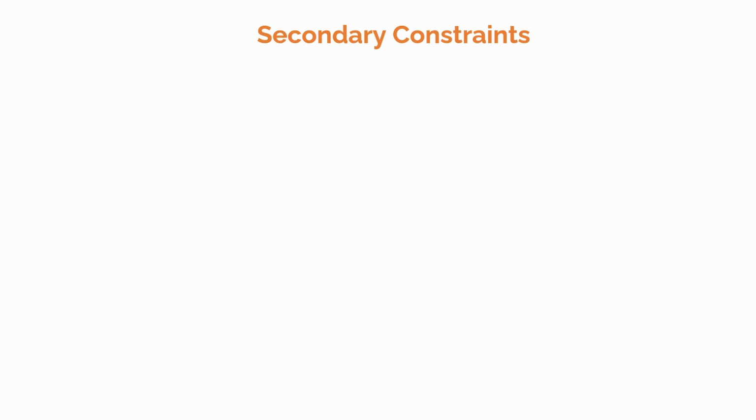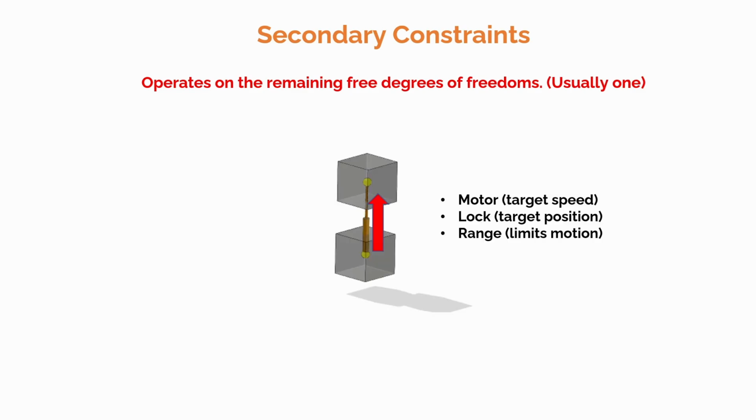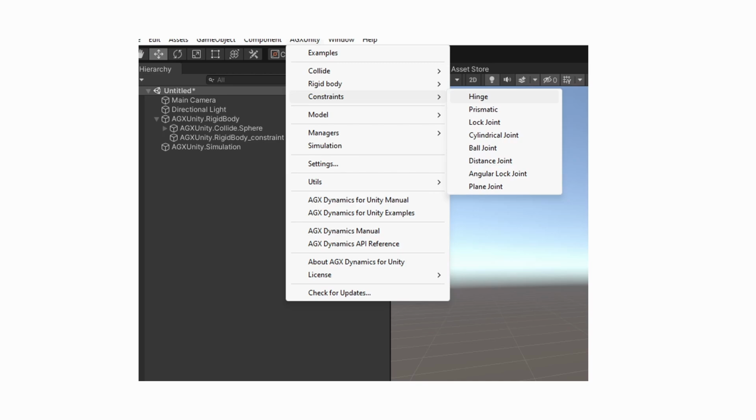We also have something called secondary constraints, and those are constraints that operate on the remaining degree of freedom. For example, for a prismatic, we can have a motor, a lock, or a range, or a friction, and those secondary constraints operate on the free degree of freedom that is left between the two rigid bodies. So this motor can apply a force that moves these bodies relative to each other. Constraints can be created in many ways. We will see that when we get into AGX Unity.